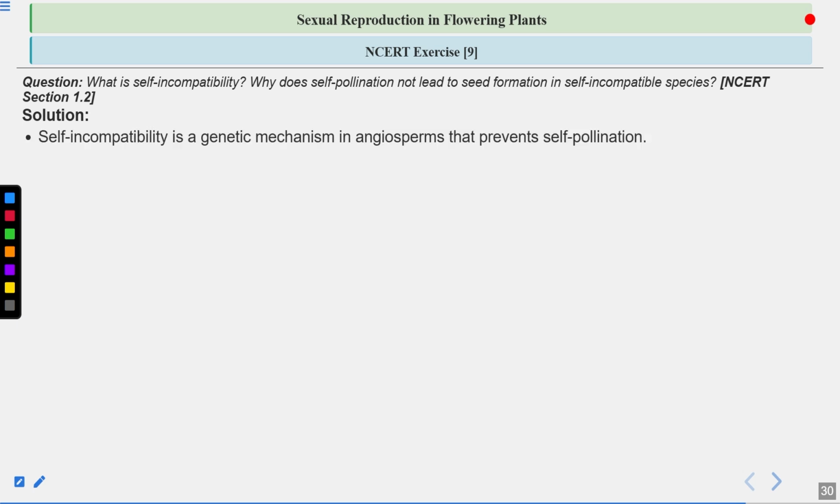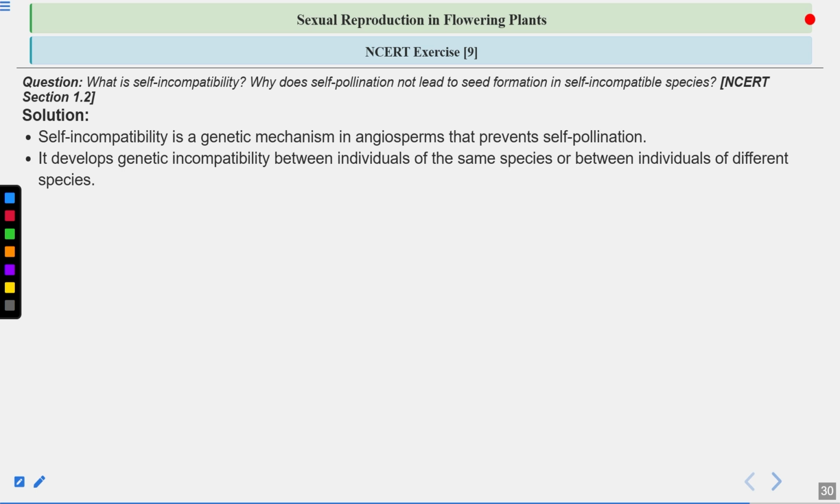Self-incompatibility is the genetic mechanism in angiosperms that prevents self-pollination, right? Self-incompatibility we have just now discussed. This question is asked in a different framework. So they prevent self-pollination. It develops genetic incompatibility between individuals of the same species or between individuals of different species.